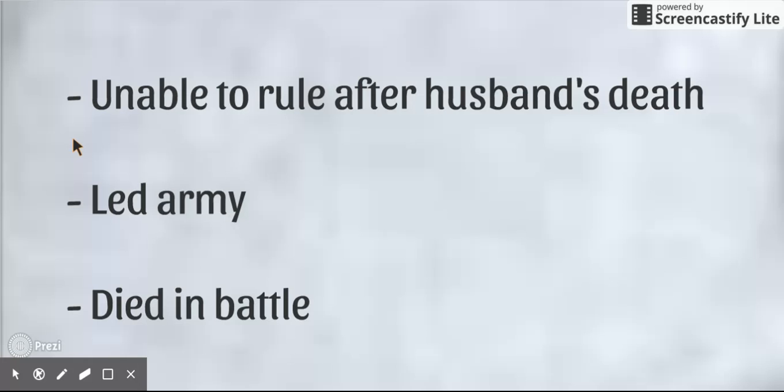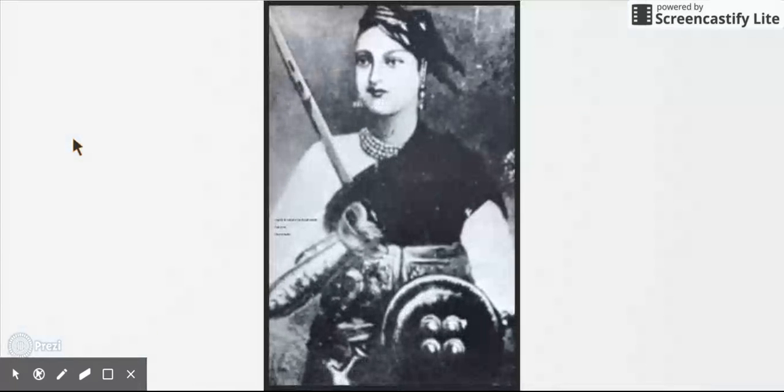Since Jhansi was unable to rule after her husband, she had to live isolated from others in the Jhansi fort. She soon led an army to battle the British. Jhansi may have died in the battle, but her story lived on as one of courage for the injustice she faced. This is an image of Jhansi.